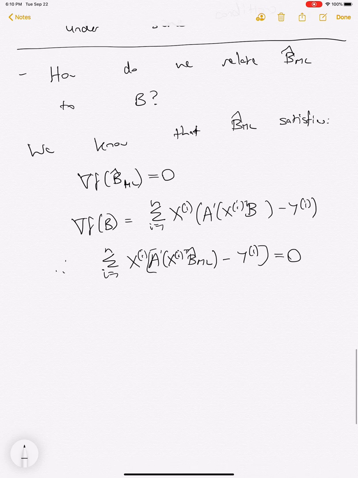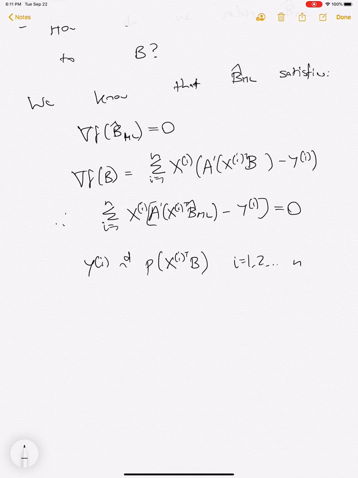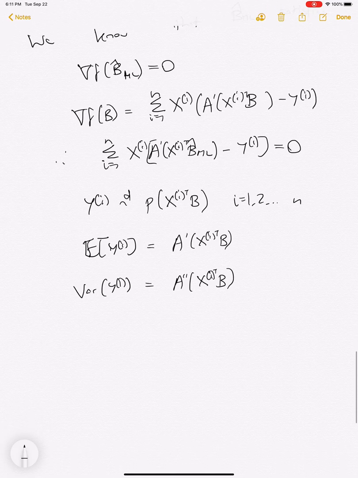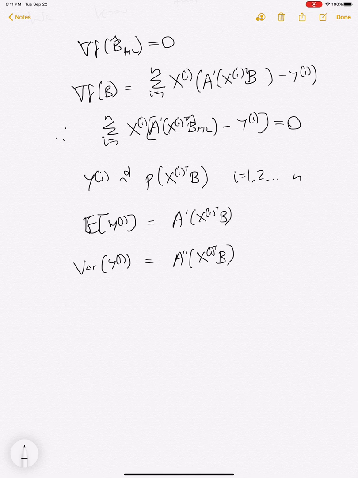And then we're going to do something that we did in the case for the linear model. We know that yi has this distribution P of xi transpose B, right? But the thing is now, this is not a linear model. What we do know is that the expectation of yi is equal to A prime of xi transpose B, and the variance of yi is equal to A double prime of xi transpose B. Okay, and so when we're deriving mean squared error, we only really need to worry about the mean and variances of these.